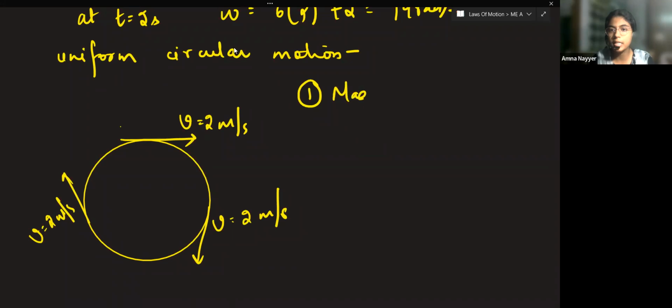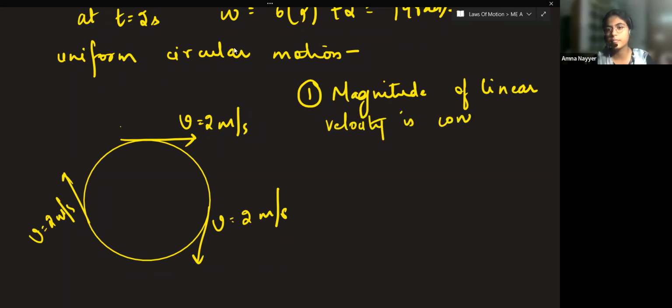So the magnitude of linear velocity is constant. And see, class, if the magnitude of velocity is not changing, then acceleration will also not be there. So it means there will not be acceleration. Just have it in your mind that acceleration will also not be there.